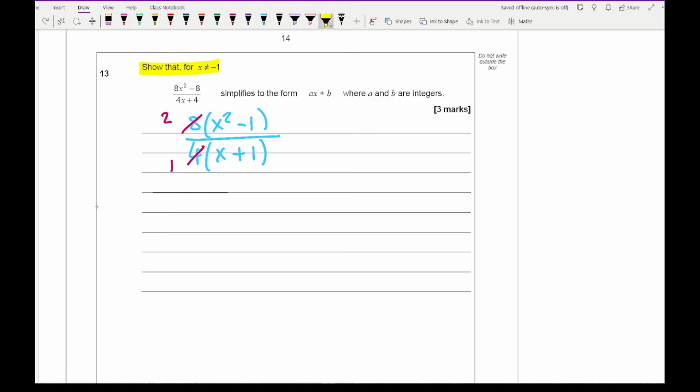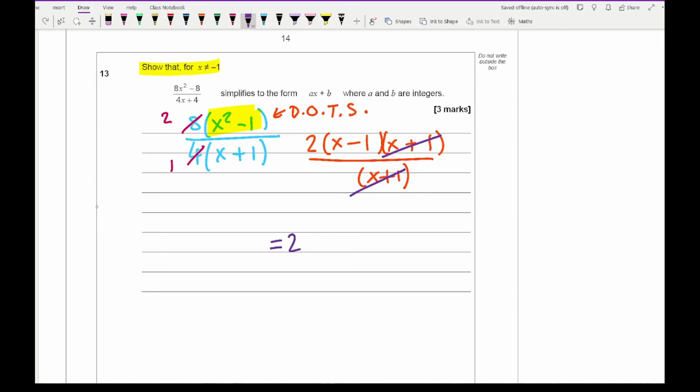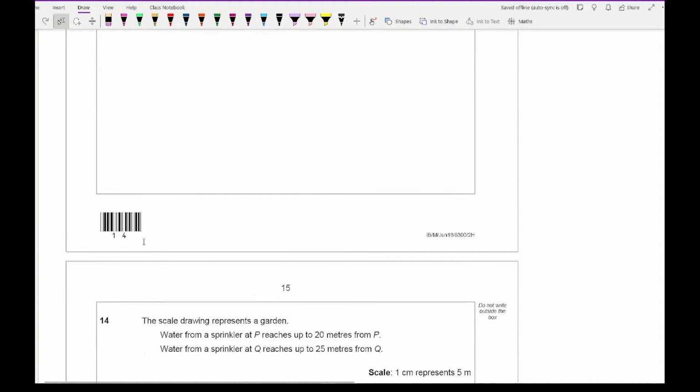Now the next thing is that you should be able to spot that this is a difference of 2 squares. So looking at x squared, what I've got is 2, and then it's going to be x, 1, 1, 1's a plus, 1's a minus, and at the bottom I've got x plus 1. Now from this you should be able to spot that the x plus 1's cancel, leaving me with 2x minus 1, and then from this I've got 2x minus 2, and there is my final answer written in this form here.